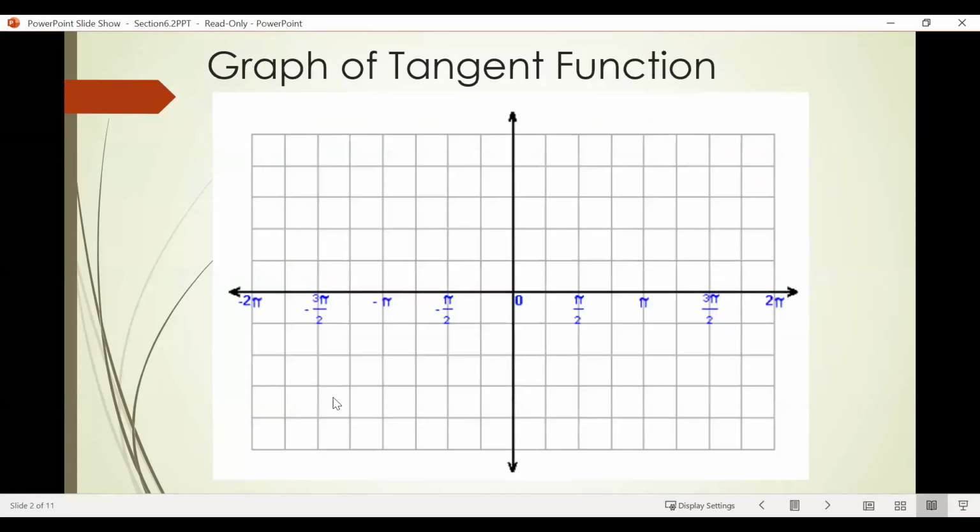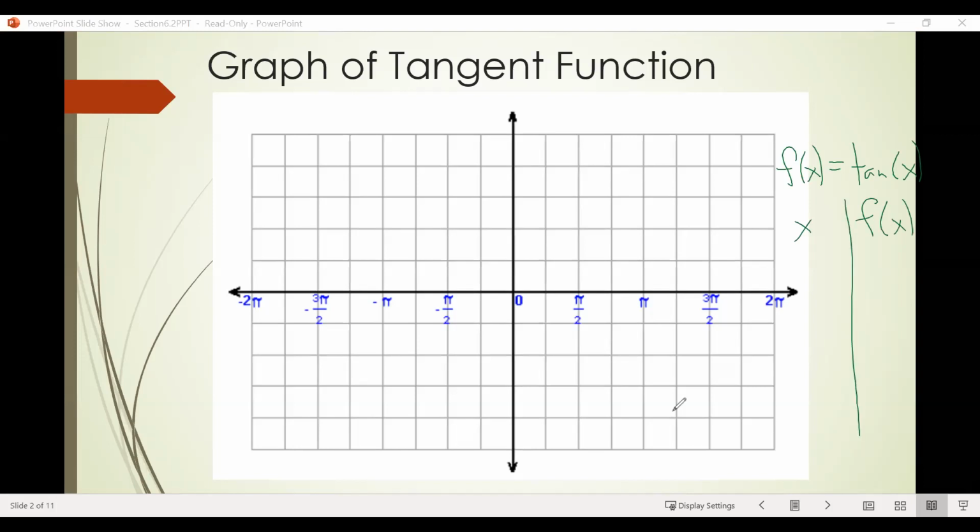So let's start with tangent, and much in the same way that for sine and cosine, we started by making a table of values to help us explore what the graphs of those functions looked like. I'm going to do a similar thing here, and unfortunately it's probably going to be hard to squeeze in because I don't have a lot of space, but we'll see what we can do. So the function I'm going to be working with is f of x equals tangent of x. I'm going to set up a table here using x and f of x.